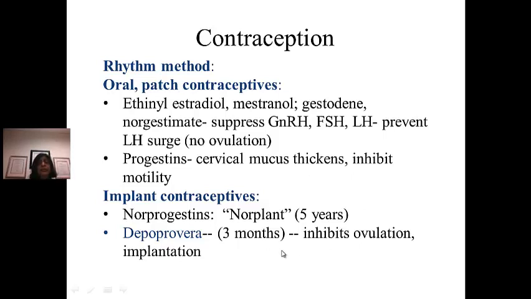Implant contraceptives, there are a variety of those. Norplant, you may have heard of. This would be good for 5 years. Progestins is what you find in here. Depo-Provera is another type that could be inserted in the skin, and that would be 3-month type of hormonal protection. Again, it inhibits ovulation and therefore implantation.